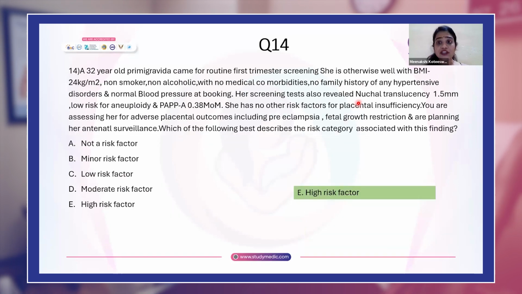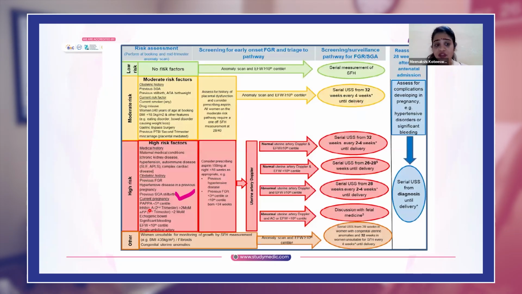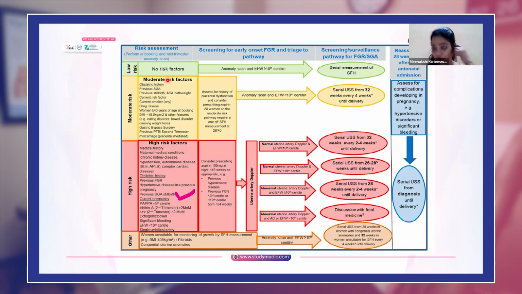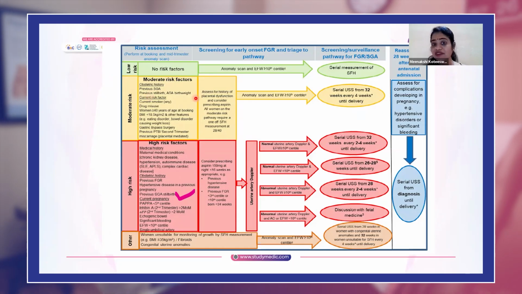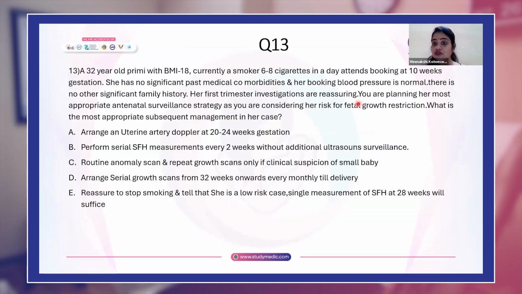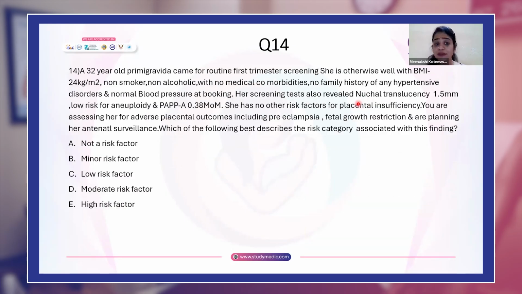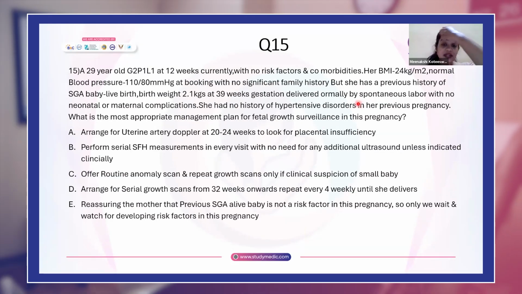As you can see, she has no other risk factors like hypertensive disorders, so all of this would be completely ruled out. Now you need to look into this table only. She had a previous small baby and that's a live child. So previous SGA, you will take as a moderate risk factor. And as you all know, when there are only moderate risk factors, there is no need to do uterine artery Doppler. You only have to do serial ultrasounds from 32 weeks onwards, every 4 weeks, and that's the frequency until she delivers.